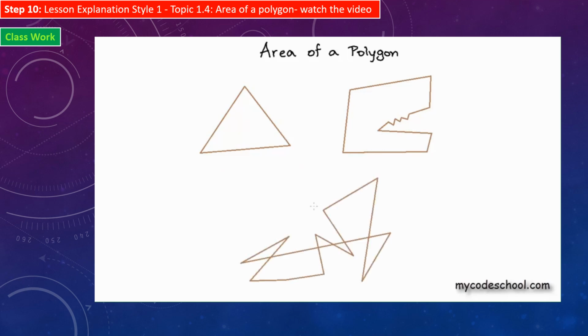An example of a non-simple polygon would be something like this. Here you can see that the edges of the polygon intersect each other at many points. In this video, we'll only be dealing with simple polygons and how to find the area of simple polygons.